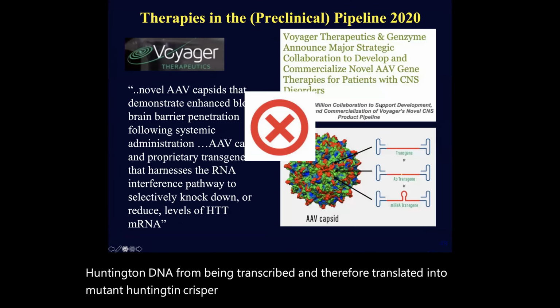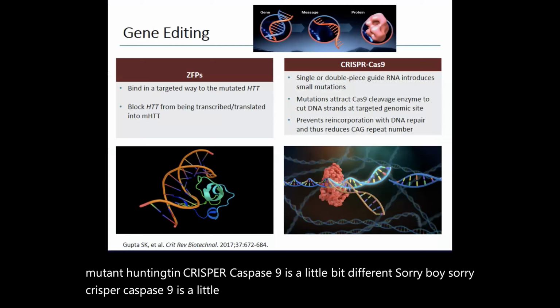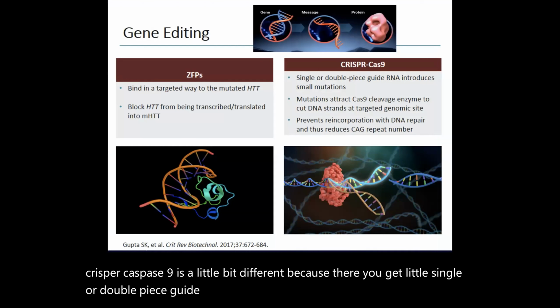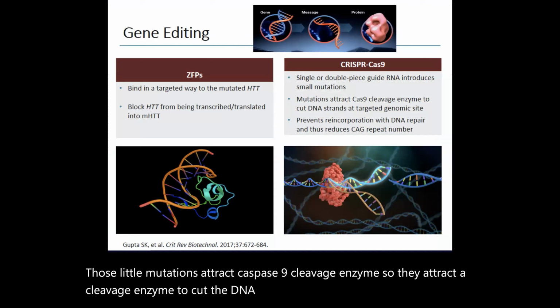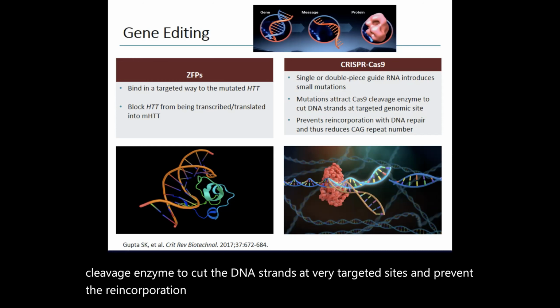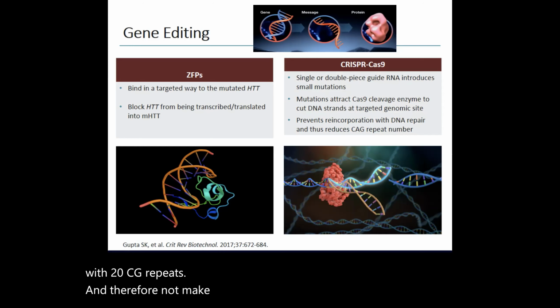CRISPR Cas9 is a little bit different, sorry. There you get little single or double piece guide RNAs that introduce small mutations. Those little mutations attract Cas9 cleavage enzyme. So they attract a cleavage enzyme to cut the DNA strands at very targeted sites and prevent the reincorporation, therefore reducing the CAG repeat number itself. So rather than having 41 or 42 CAG repeats, the hope is that you can end up with 20 CAG repeats and therefore not make any more mutant Huntington, if that makes sense.